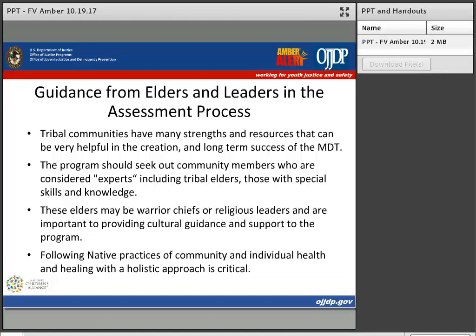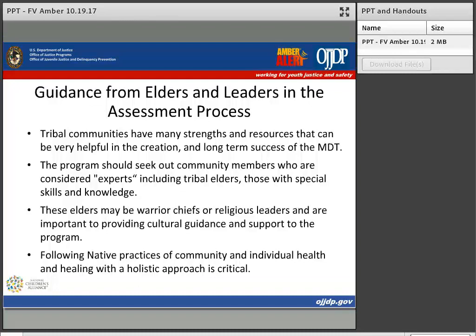I can't overstate the need for guidance from elders and cultural leaders in all facets of your MDT, but especially in the assessment process. There are a lot of strengths and resources that tribes have that are going to be specifically helpful to creation of an MDT. And one of the things that you have to do to access those resources is seek out those members in the community who are experts in this area. They could be tribal leaders. They could be people with special skills and special knowledge.